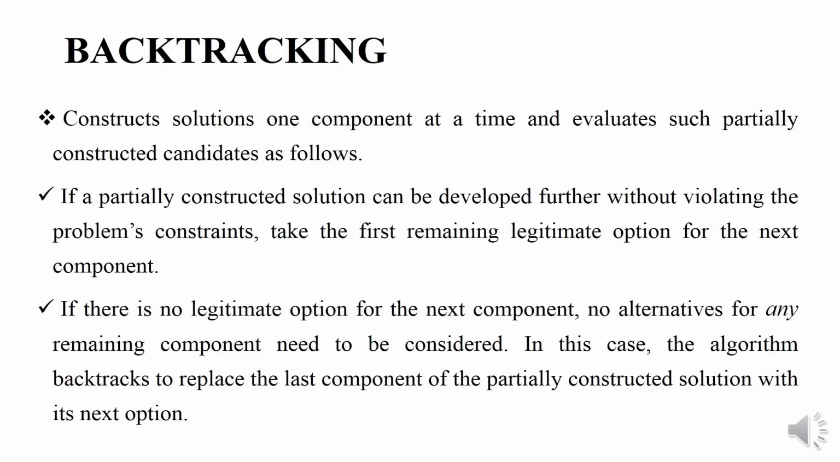In this case, the algorithm backtracks to replace the last component of the partially constructed solution with its next option. So in case you are not going to get a possible solution, you have to go back one step and see the partially constructed solution and consider the next option available for it.